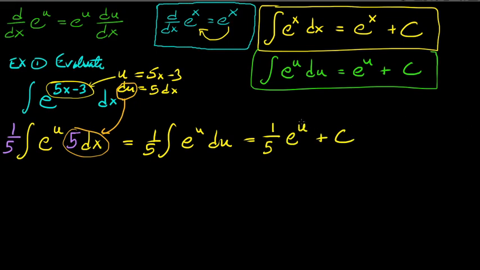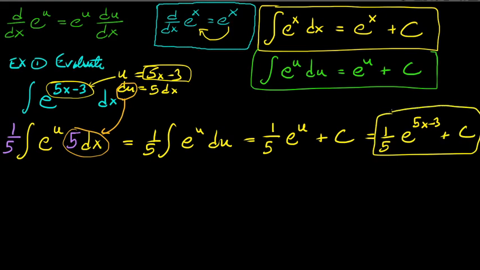And don't forget to change u back to 5x minus 3, right? Because that was the exponent. So we get 1 over 5 times e to the 5x minus 3 plus c. Right. So, yep, not a crazy hard one, but it does use substitution, right? So yeah, you have to be careful.